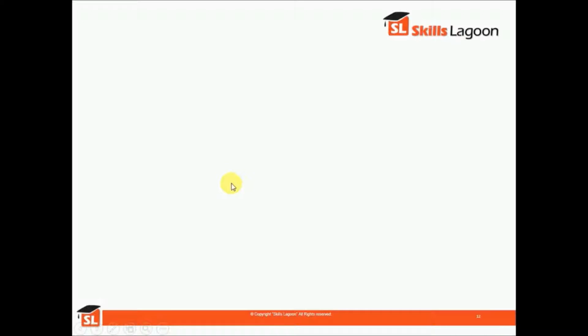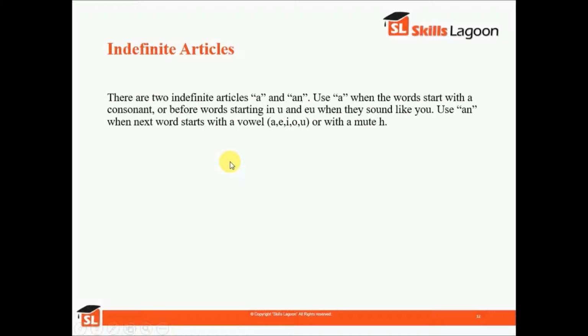So the next type of determiners is indefinite articles. So there are two indefinite articles, a and an. Use a when the words start with a consonant or before words starting in u and eu when they sound like you. Use an when the next word starts with a vowel a, e, i, o, u or with a mute h. For examples, a boy, a unit, an itchy sweater, an hour. Here h is mute.